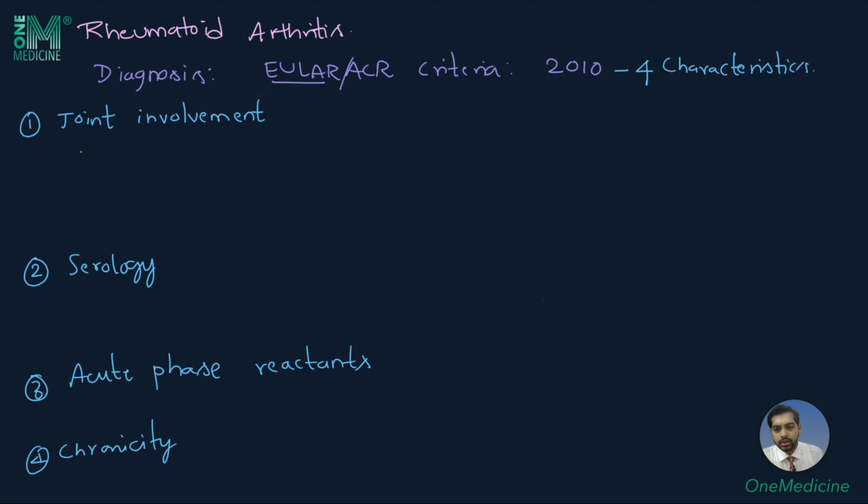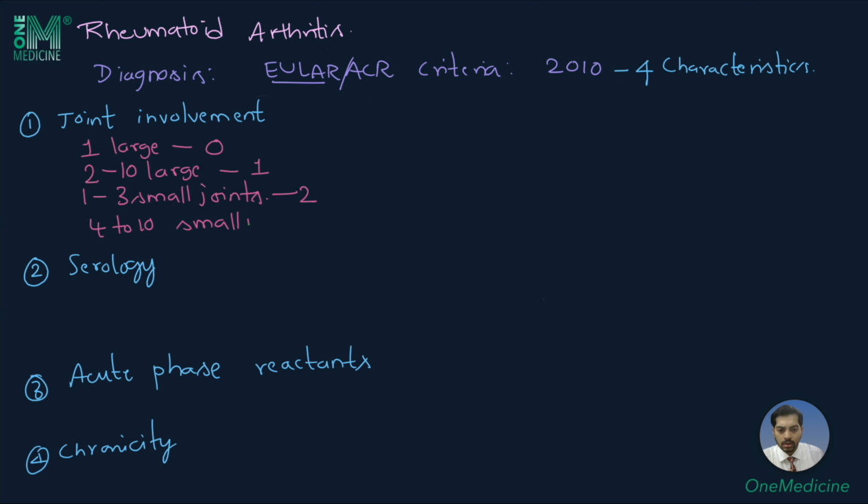In joint involvement, if one large joint is involved, the score is 0. If 2 to 10 large joints are involved, the score is 1. If 1 to 3 small joints are involved, the score is 2. If 4 to 10 small joints are involved, then the score is 3. And overall, if more than 10 joints are involved with at least one small joint involvement, the score is 5.